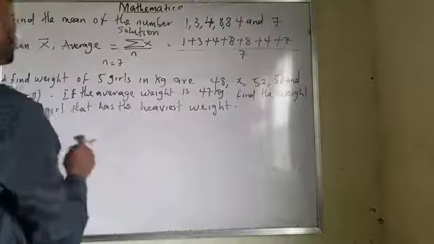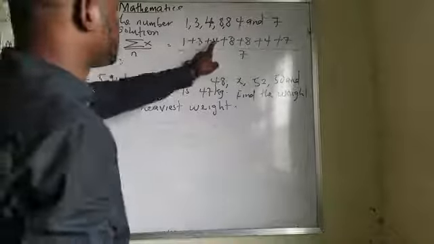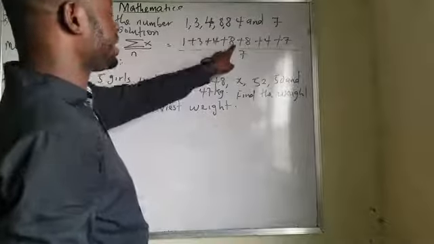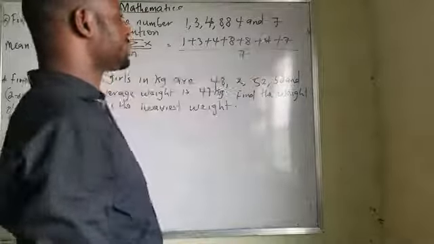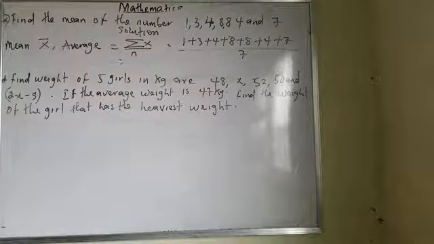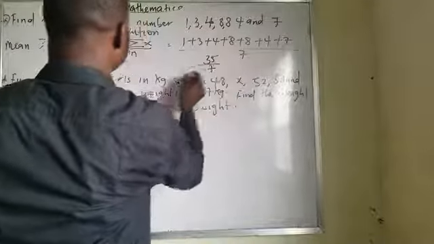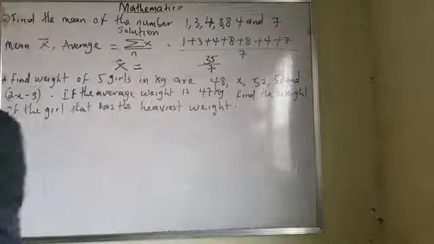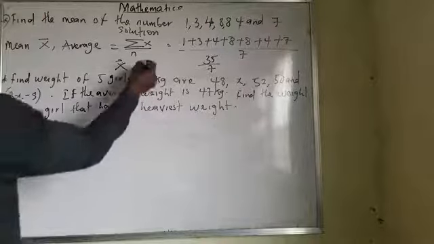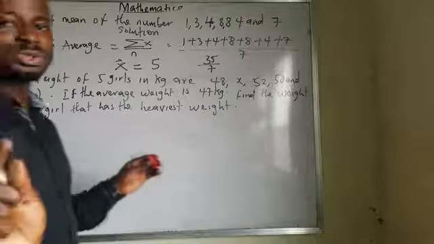Now, by so doing this, I will have 8 plus 8 is 16, 16 plus 8 is 24. That will be 24 plus 7, that is 31. 31 plus 4, that will be 35. Now, I'll have 35 divided by 7. It means my mean equals what? 35 divided by 7 equals 5. That is my answer. Please, can you see my handwriting?